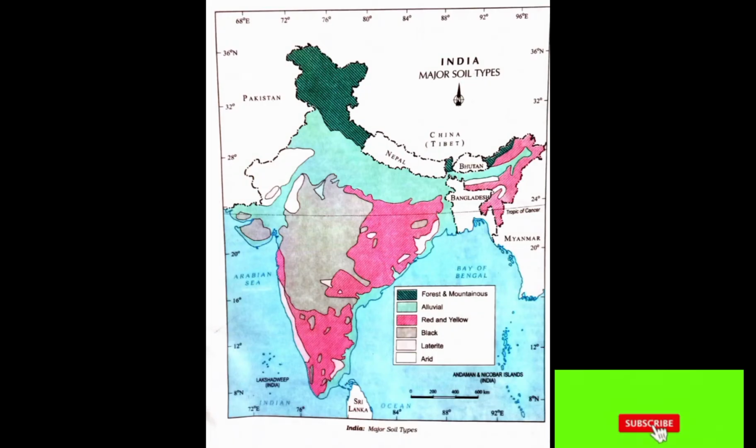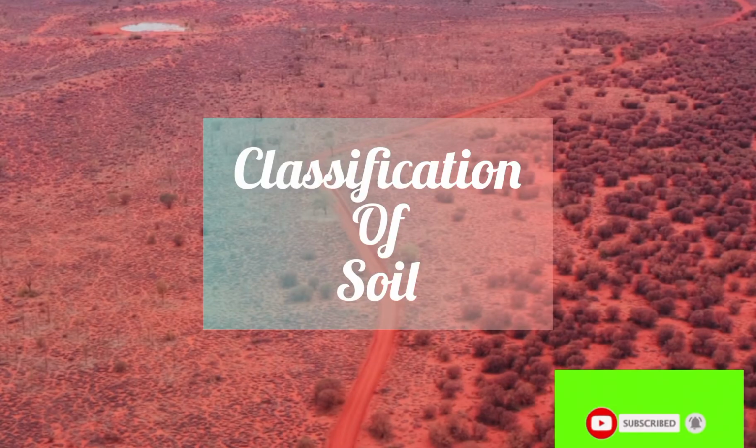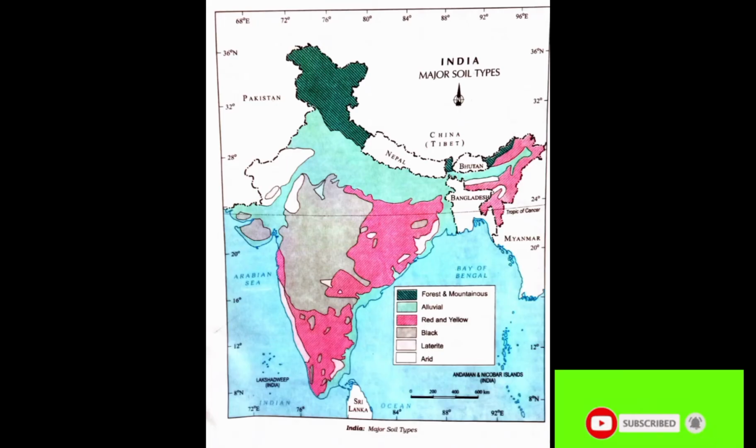On the basis of the factors responsible for soil formation, color, thickness, texture, age, and chemical and physical properties, the soils of India are classified into different types. Next, we can see the topic classification of soils. India has different relief features, landforms, climatic realms, and vegetation types. These have contributed to the development of various types of soils.